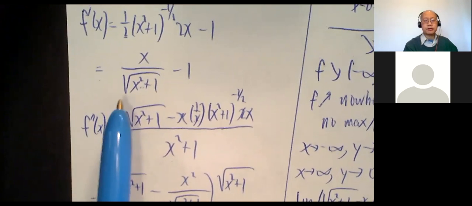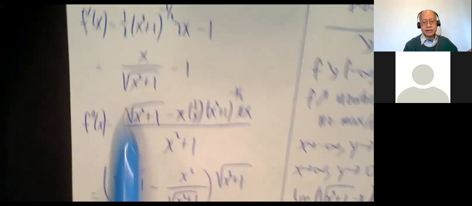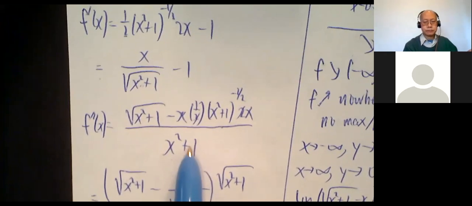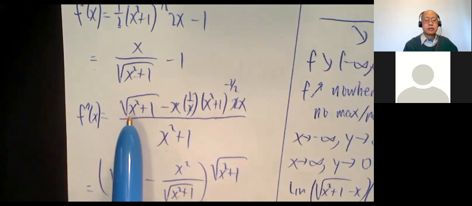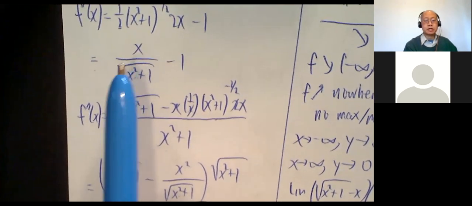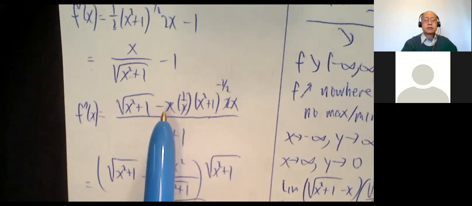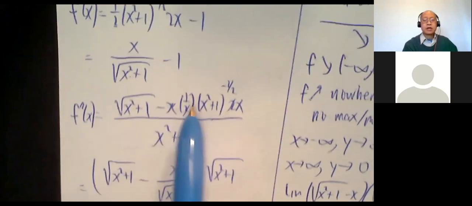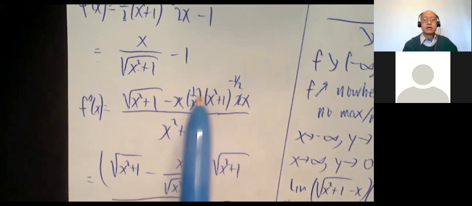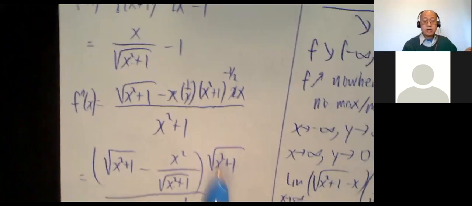Let me do the bottom first. That's easy. What is the square root of x squared plus 1, squared? That's just x squared plus 1. Now the hard part. Bottom times the derivative of the top. The derivative of the top is just 1, so you don't have to write it. Minus the top, which is x, times the derivative of the bottom. The derivative of the bottom is 1/2 times x squared plus 1 to the negative 1/2, times the derivative of the inside, which is 2x.